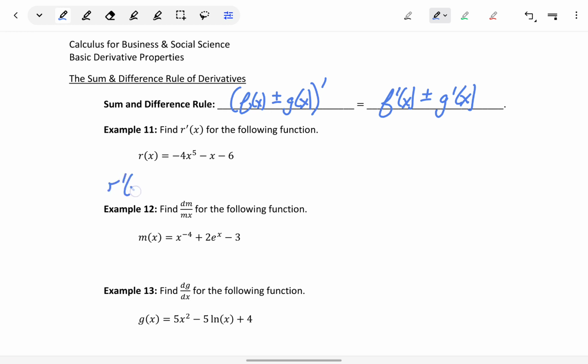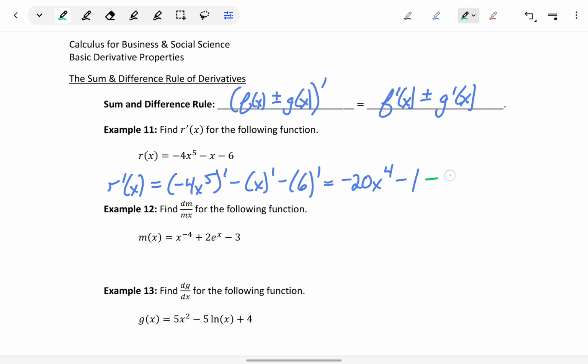So in example 11, to find r prime of x, we'll take the derivative of negative 4x to the fifth minus the derivative of x minus the derivative of 6, which will give us negative 20 x to the fourth minus 1, and we'll put minus 0 in there as a placeholder just to see what happened to that term, but essentially it just disappears because we don't need to write out minus 0. So our final answer here for that derivative function would be negative 20 x to the fourth minus 1.